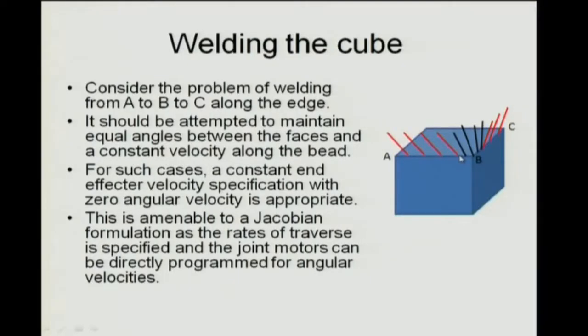So, this class of problems is very conveniently done through Jacobian control, because you are specifying the rates of traverse. When you are specifying the rate of traverse, that can be mapped directly into angular velocity of the joint motors. So, that is convenient.